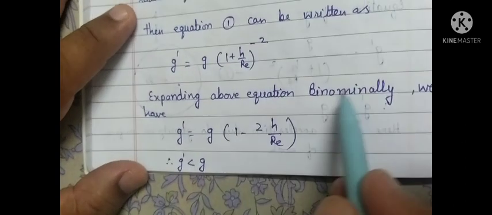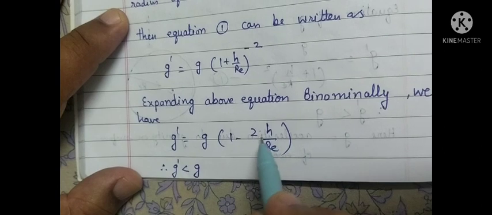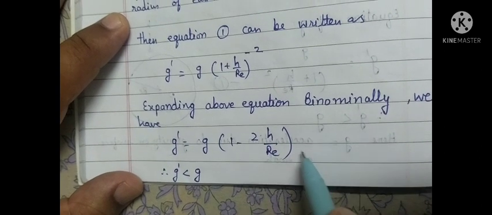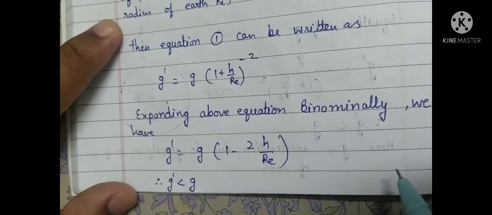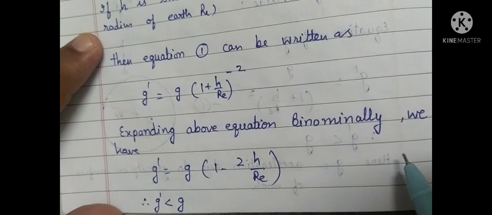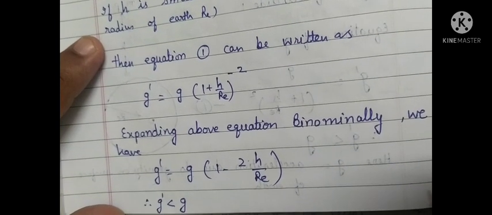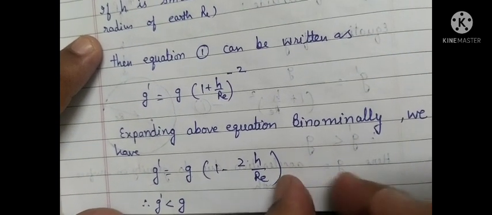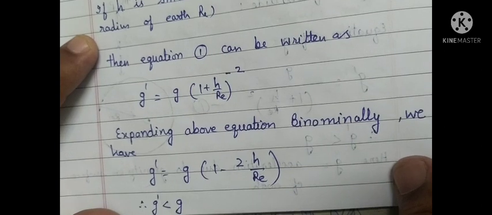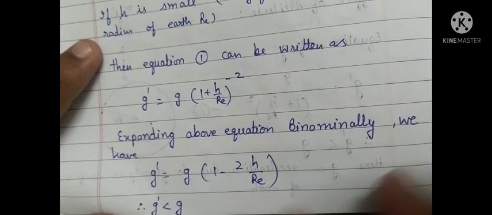So expanding this equation binomially, g dash is equal to g 1 minus 2 times h by Re. The next term is h by Re square, which becomes lesser than this one, and the other terms are h by Re whole cube, h by Re whole raised to the power 4. So the rest of the terms are so negligible, we can leave these terms here.